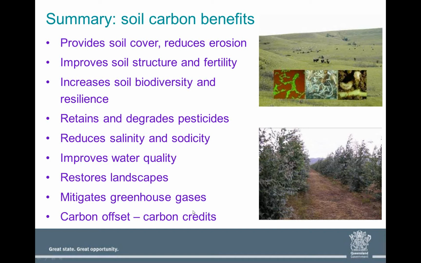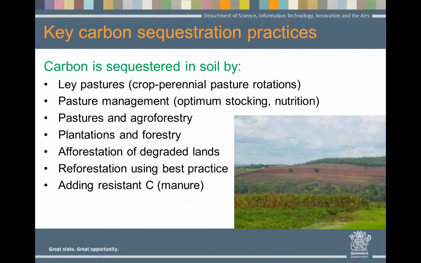carbon offsets. So in summary, carbon is sequestered in soil by ley pastures through pasture management, pasture and agroforestry, plantation forestry, afforestation of degraded lands, reforestation using best practice, and you could add amendments like manure, etc. to increase carbon in soil.